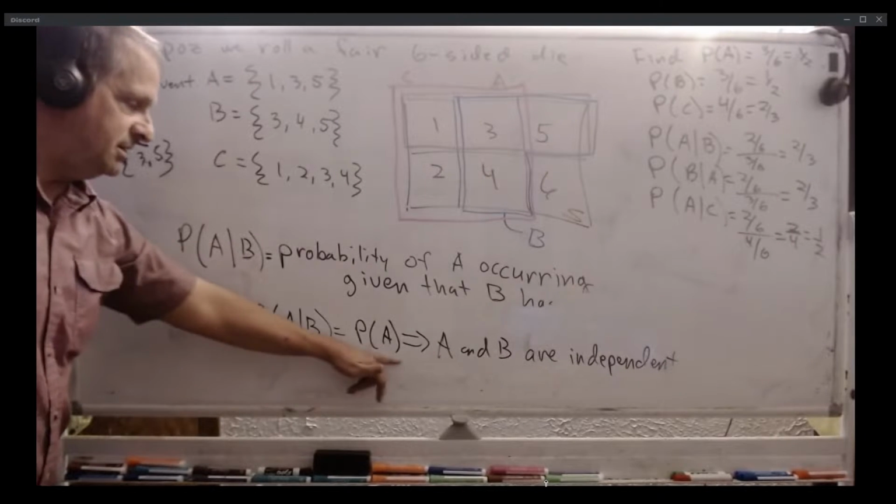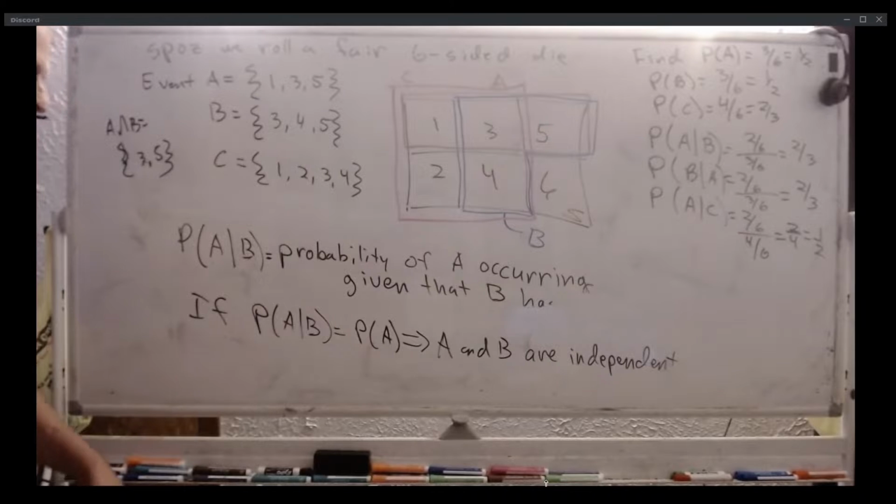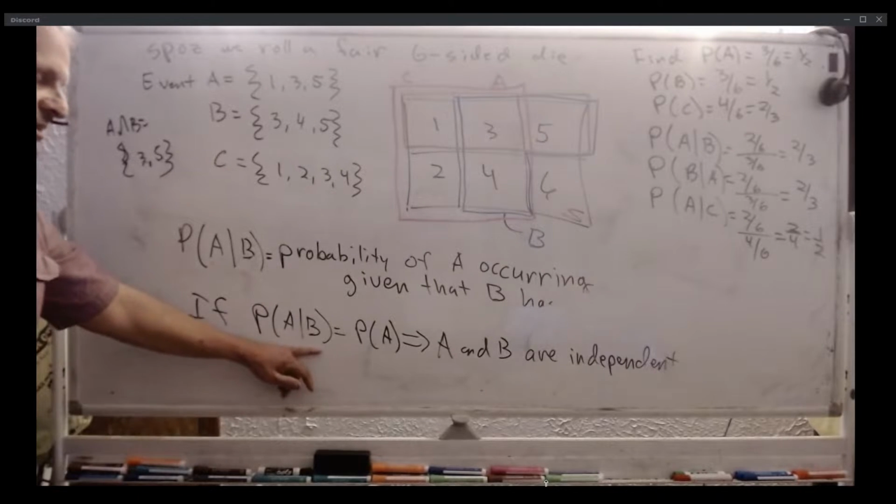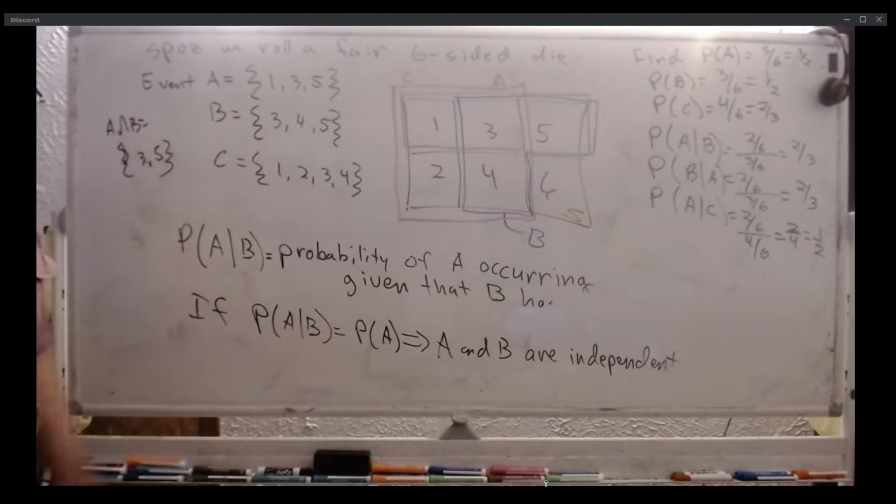If the conditional equals the unconditional probability, the conditional didn't tell us anything more than what we had before. It doesn't give us any more information.